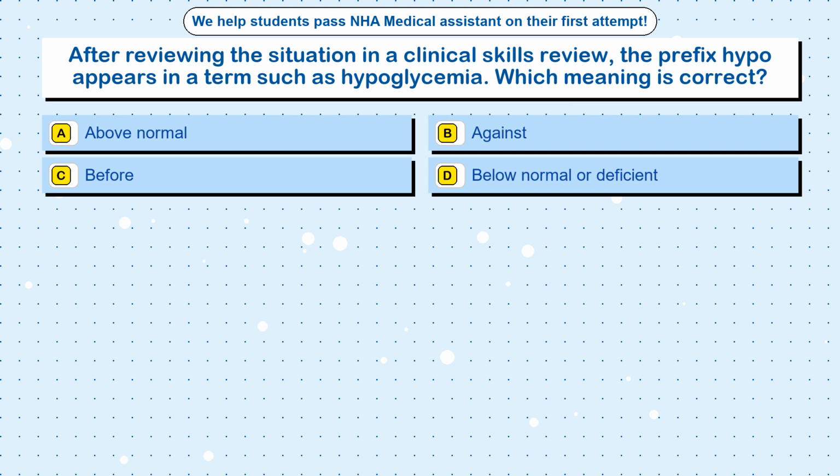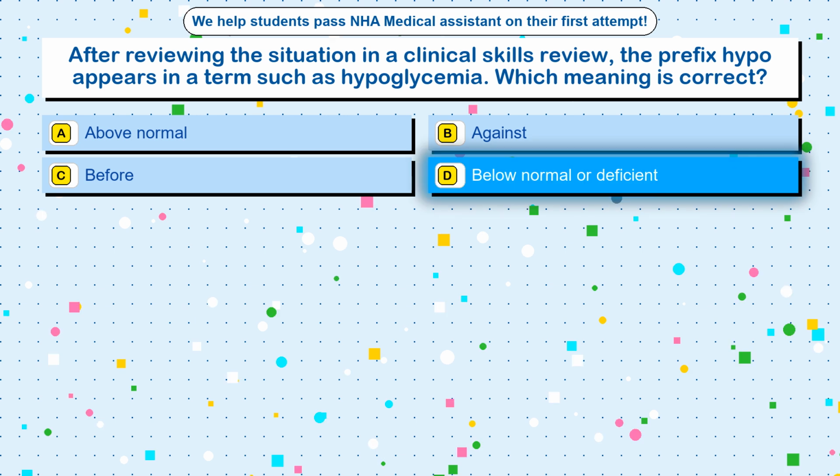Question 3. After reviewing the situation in a clinical skills review, the prefix hypo appears in a term such as hypoglycemia. Which meaning is correct? Option A. Above normal. Option B. Against. Option C. Before. Option D. Below normal or deficient. The correct answer is option D.